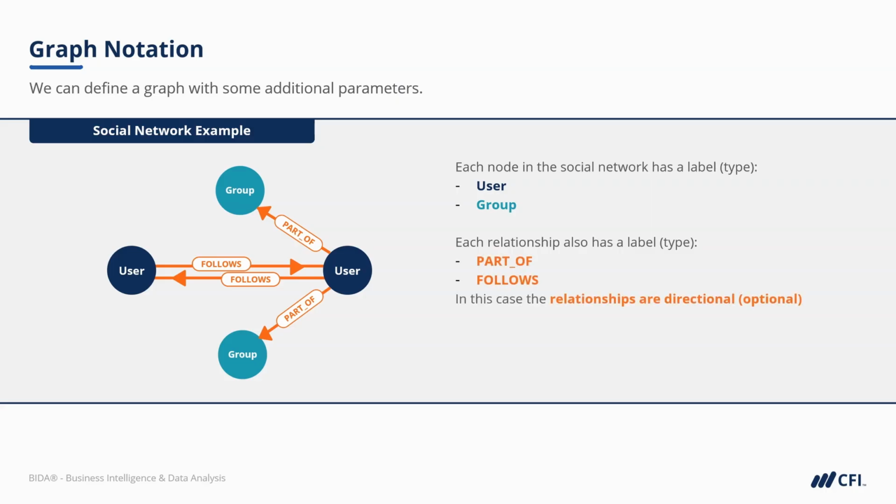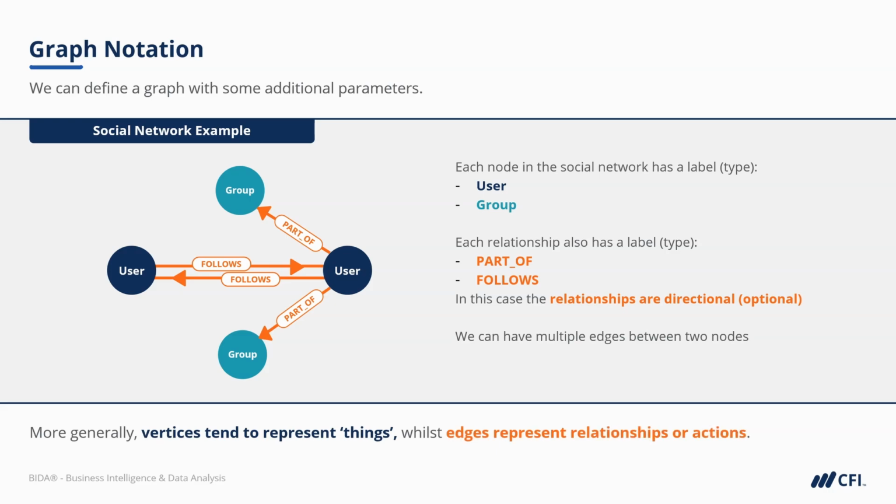In this case we've got two different types of relationship. We've got the part of, when a user belongs to a group, they are part of the group. And we also have a follows type relationship, where one user follows another. And in this case you can see that some of those relationships are directional. And what you can see between the two users is that we can have multiple edges between two nodes. More generally, what you can see here is that vertices tend to represent things, whilst edges represent relationships or actions. This isn't strictly true of every graph, but it's a simple place to start.